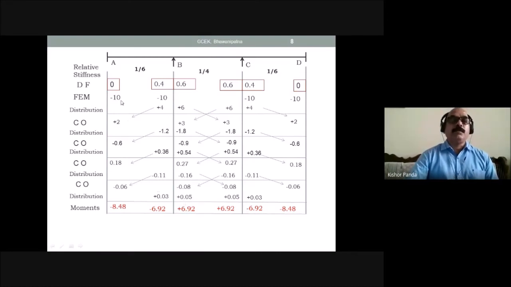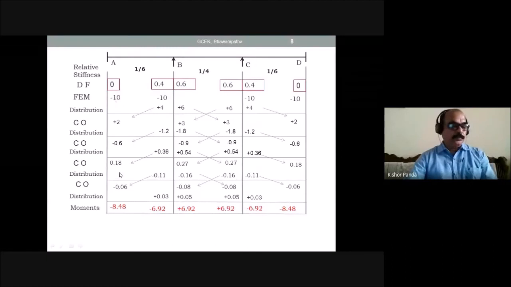Then you add up all the moments in the corresponding columns. So here you add up these moments. This is minus 10 plus 2 minus 0.6, 0.18 minus 0.06. This is minus 8.48. Here, minus 10 plus 4 minus 1.2 plus 0.36 minus 0.11 plus 0.03. This is minus 6.92. This is plus 6 plus 3 minus 1.8 minus 0.9 plus 0.54, 0.27 minus 0.16 minus 0.08 plus 0.05 plus 6.92.